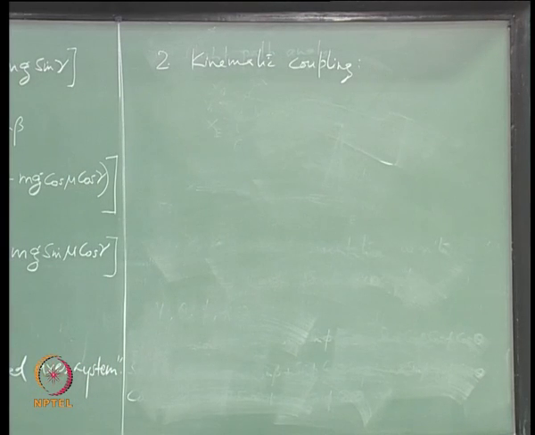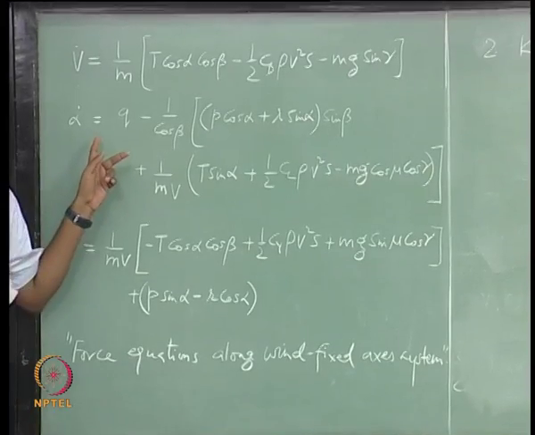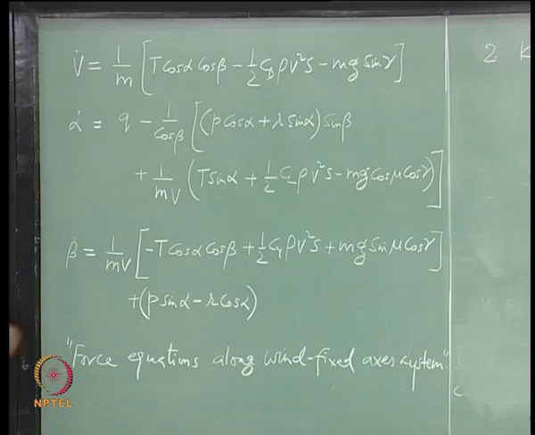Kinematic coupling. This is the coupling of alpha and beta dynamics. Okay. So, at high alpha you will have, because of alpha you have beta generated, and beta is going to affect alpha in turn. So, these two equations become strongly coupled at high alpha.